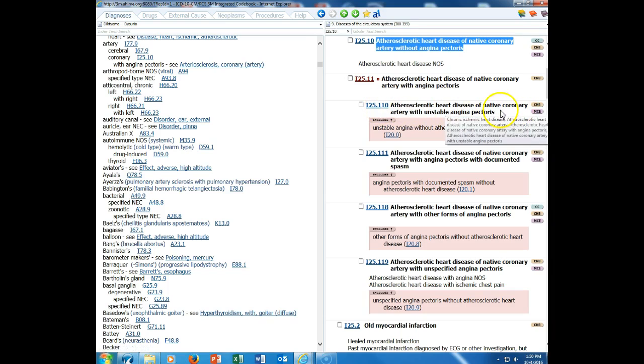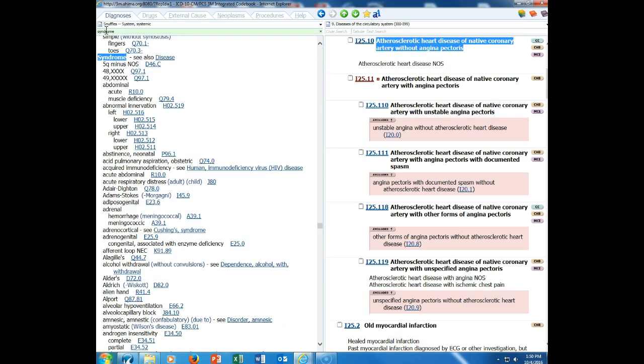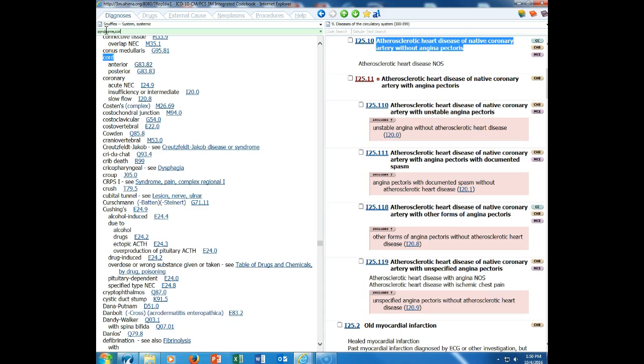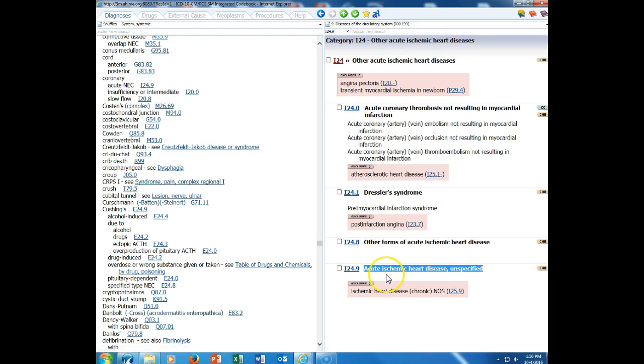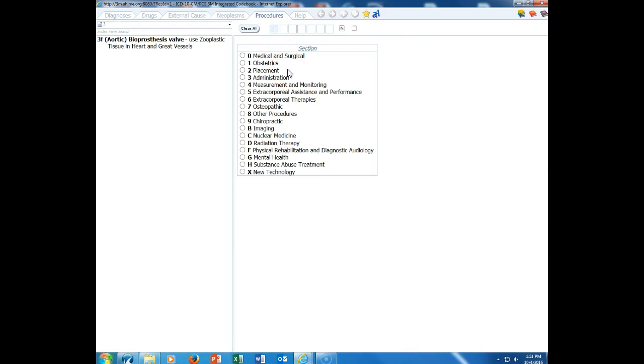I25.11 is the code that some of you applied based on the fact that unstable angina is sometimes used interchangeably with acute coronary syndrome. The code for acute coronary syndrome is I24.9, and we'll verify that code in the tabular. Those are the two diagnosis codes for this procedure.